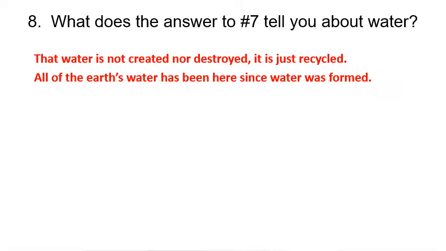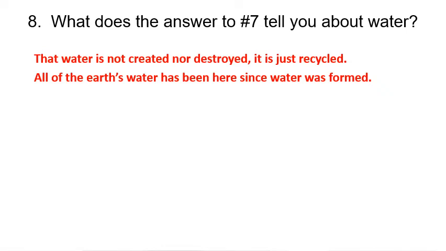This also means that all of the Earth's water has been here since water was formed. About 4 billion years ago is when our Earth gained all this water. And for 4 billion years, that water has just been moved around, from plants to soil, to glaciers, to the ocean, to clouds, to groundwater. It's constantly moved around, but our water is 4 billion years old. It's not created or destroyed.